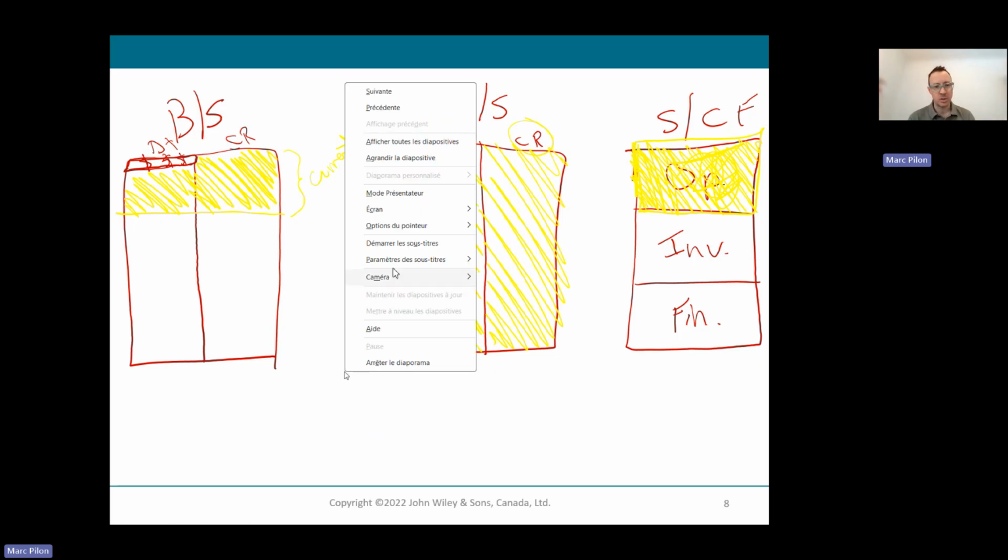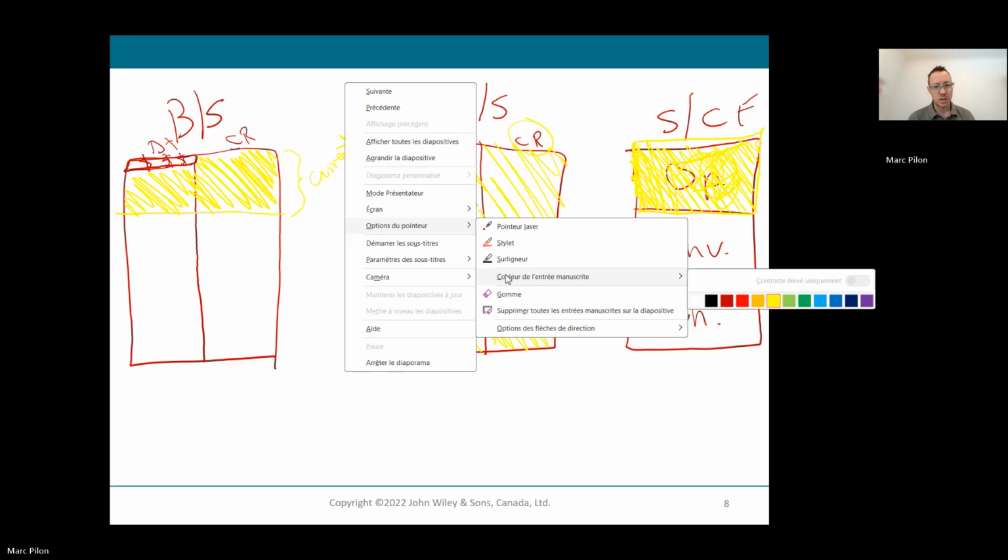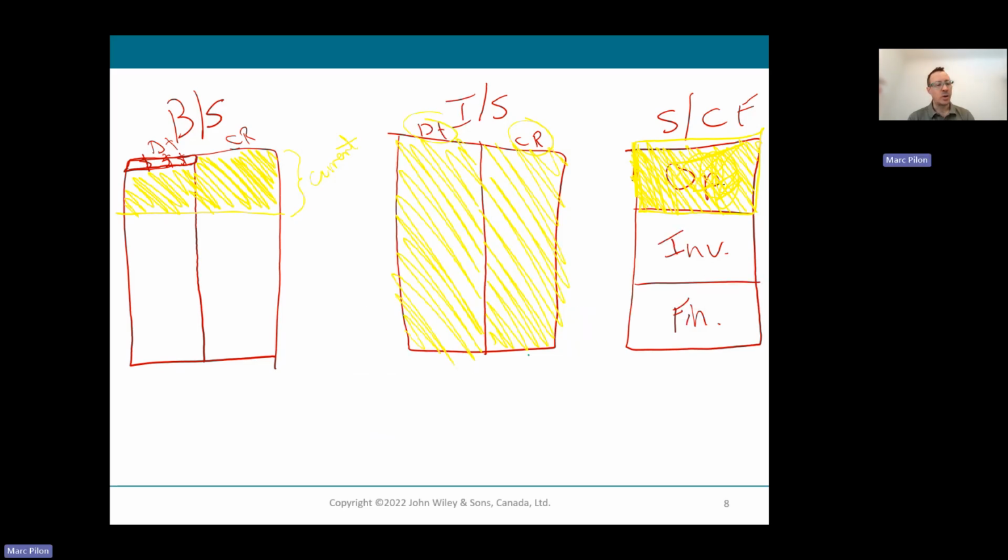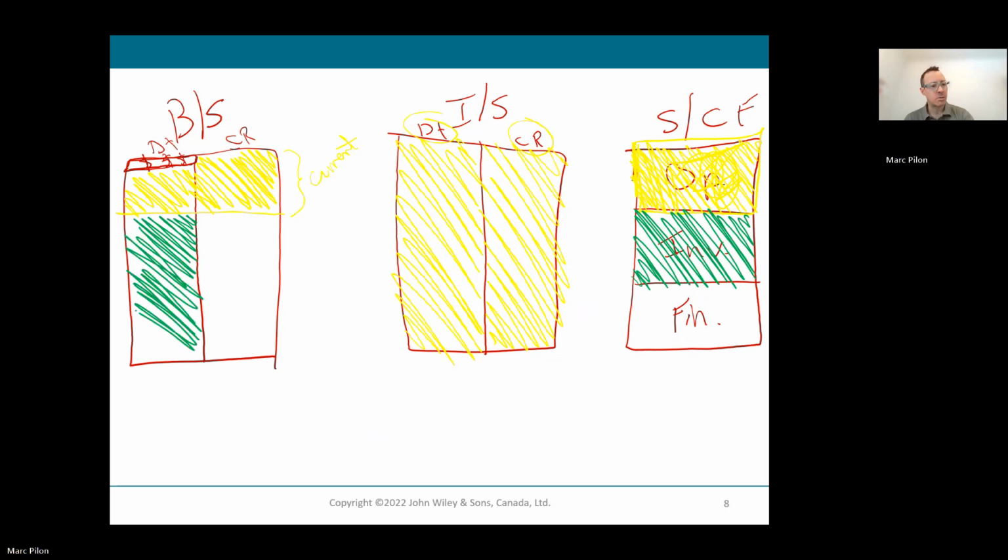Next, let me pick a better color. Oh, green. Green's always a good one. Okay, so then the next one is my investing activities. Okay, where does that come from? It comes from my non-current assets. Non-current assets. This might be my investments, could be property, plant, and equipment, my intangibles, intangible assets. Those are all investing activities.